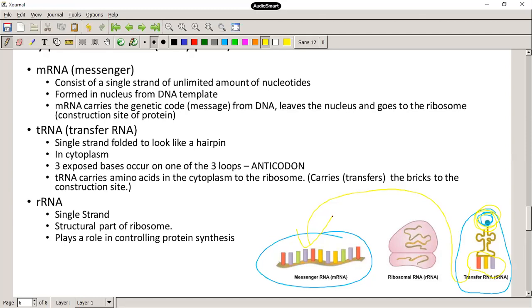Then we have rRNA. It's a single strand, and it actually forms a part of the structure of the ribosome, and it plays a role in controlling protein synthesis. We don't go into detail on rRNA or ribosomal RNA.